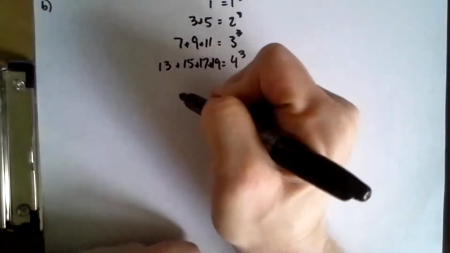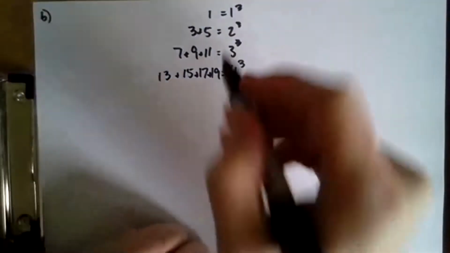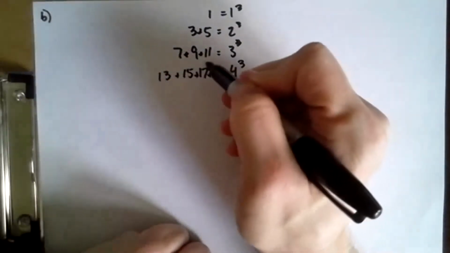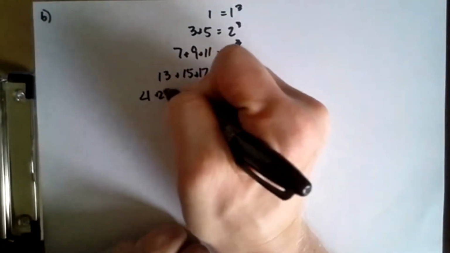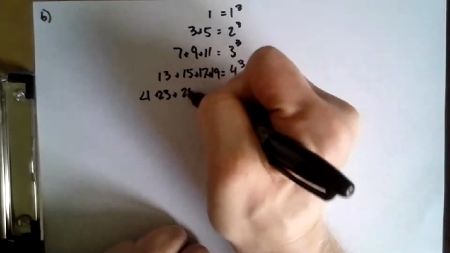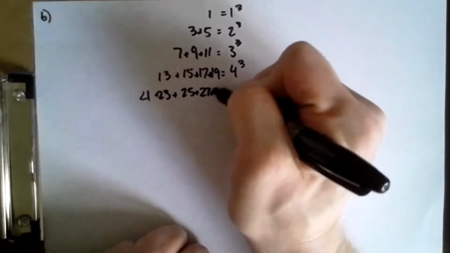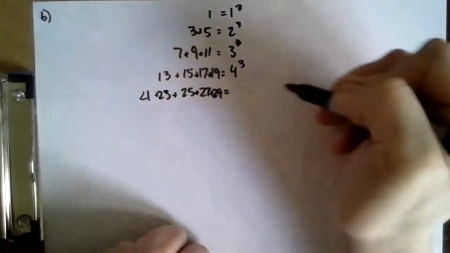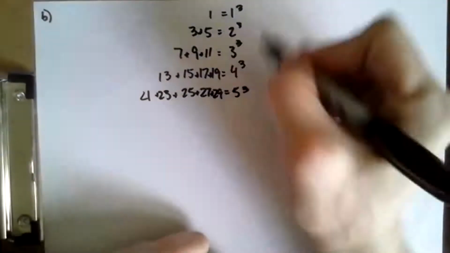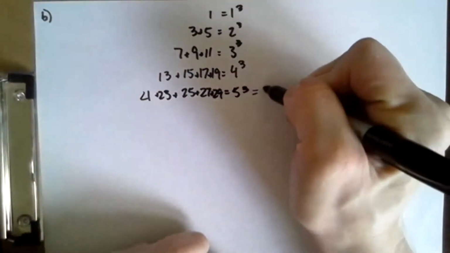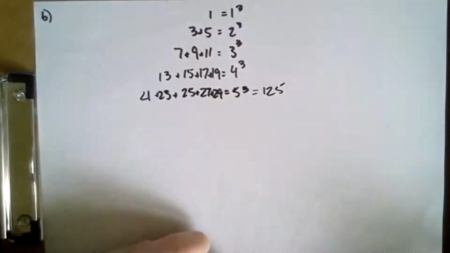Great. Okay, so the next one we see is going to be, we take the next 5 odd numbers, 21 plus 23 plus 25 plus 27 plus 29, and that should be 5 cubed. Okay, well, we already saw that 5 cubed is 125.